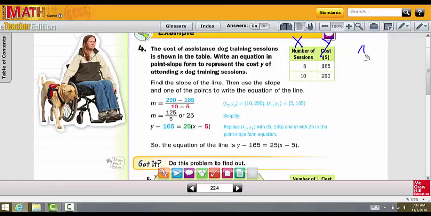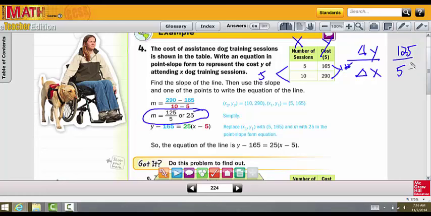Well, slope in this case is the change in y over the change in x. And the change in y would be this column here, 290 minus 165, which would be 125. Put this here, 125. And the change in x was 5. So it's 125 over 5. That's where these numbers come from. And 125 over 5, you can do that in a calculator, or many of you can see that that equals 25. So we have a slope, m equals 25.